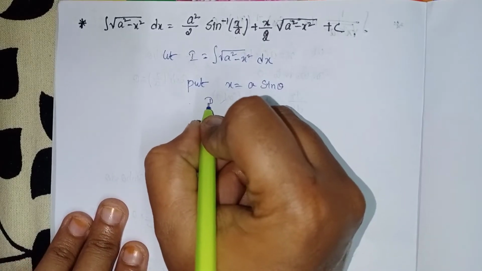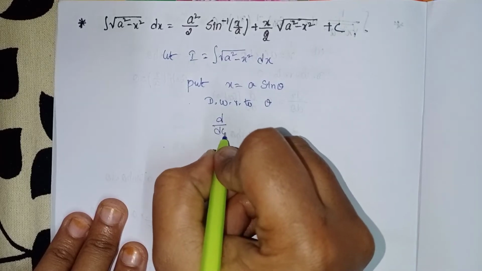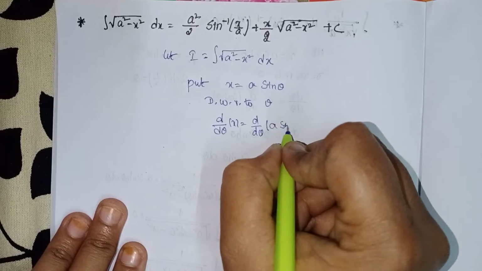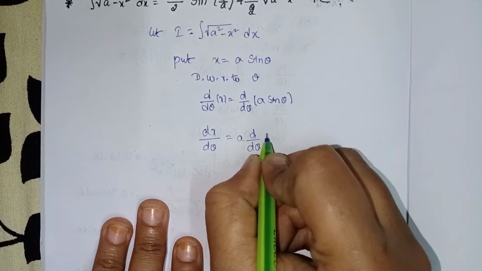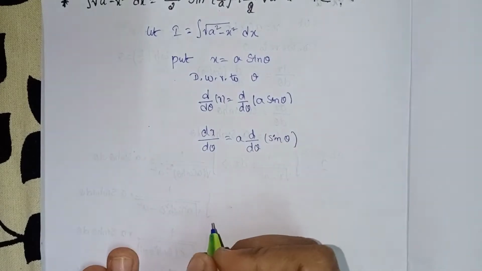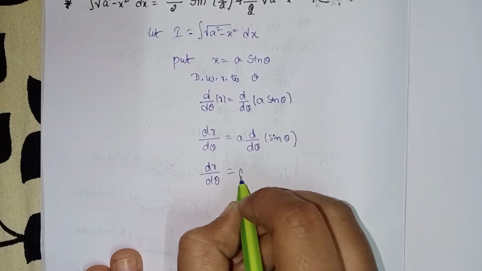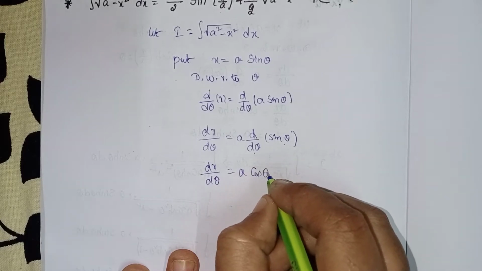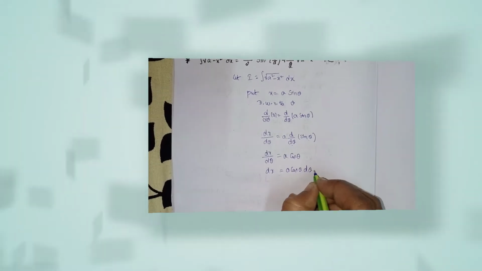Differentiate with respect to theta. d by d theta of x equals d by d theta of a sine theta. So dx by d theta equals a into d by d theta of sine theta, which is cos theta. So dx equals a cos theta d theta.